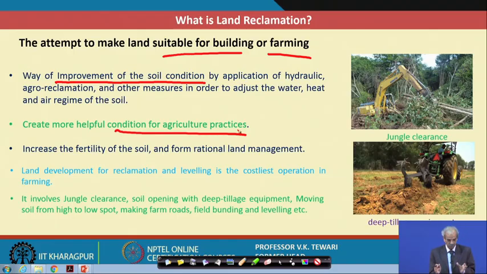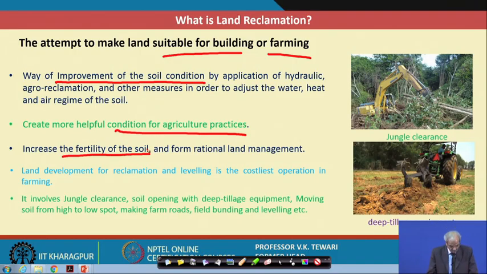When you are talking of this, you increase the fertility of the soil. Supposing we would like to have more of a farmland, where either an orchard has to be grown, or a cereal crop has to be grown, or a root crop has to be grown, whatever may be the situation, you are thinking of increasing the fertility of the particular land.